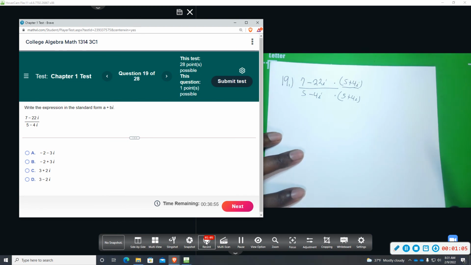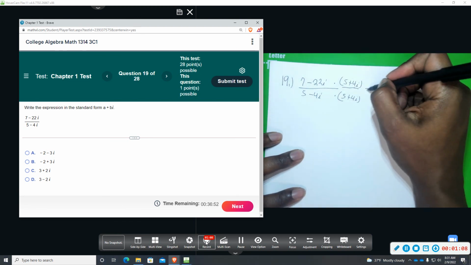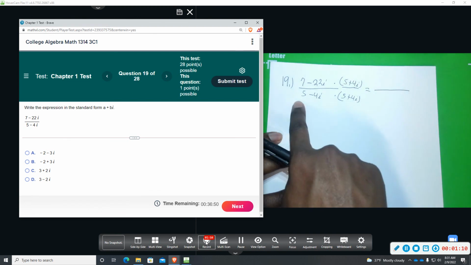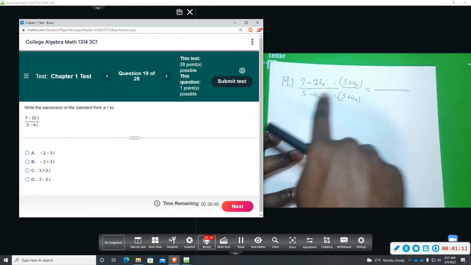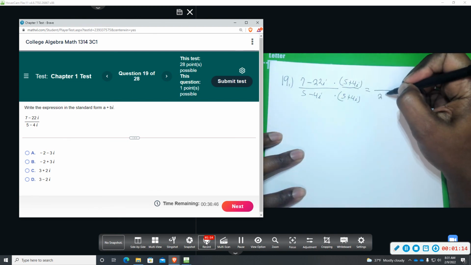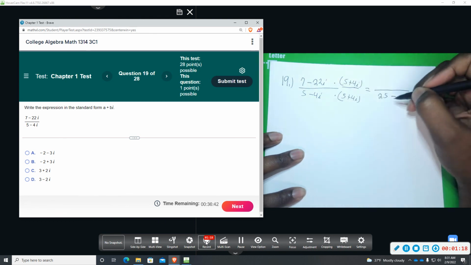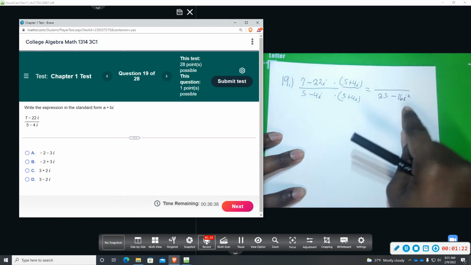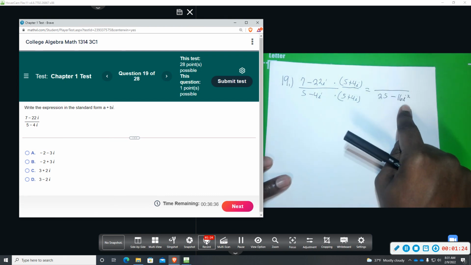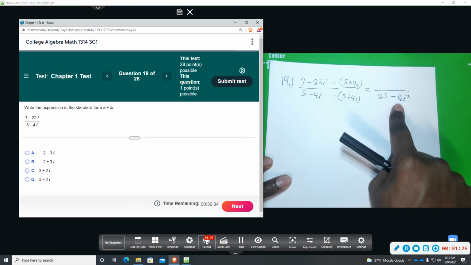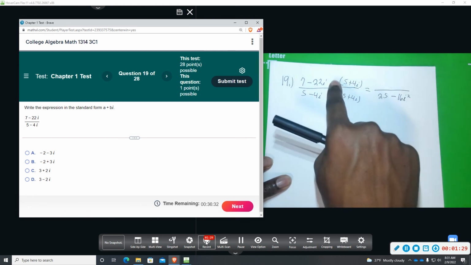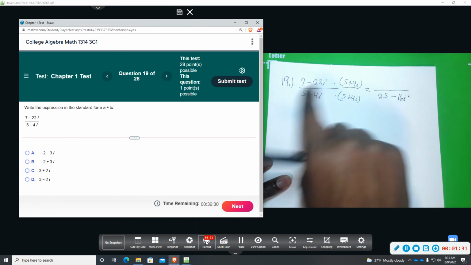And so on the bottom, I'm going to apply difference of squares. It's going to be 5 squared, which is 25, and then minus 4i squared, that's going to be 16i squared. That i squared is going to turn to -1, and we will no longer have an imaginary on the bottom. That's the whole goal. And then we also have to simplify the numerator while we do that.